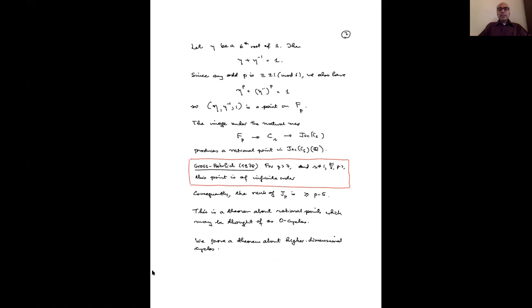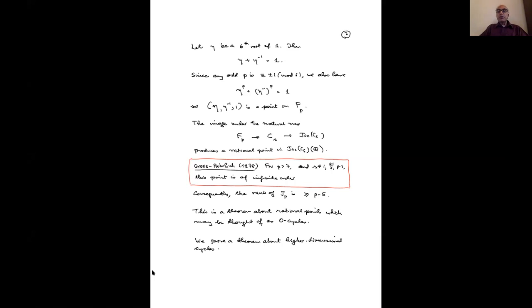Now, there are some points that can be constructed on F_p almost for free. So if I take a sixth root of unity, eta, let's say, then by virtue of the fact that it's a sixth root of unity, I have the identity eta plus eta inverse is equal to one. And now since any odd prime is plus or minus one mod six, it means that eta to the p plus eta inverse to the p is one. And therefore I have a point (eta, eta inverse, 1) on F_p. I can project this point to any of the quotient curves, and they live on the quotient curve.